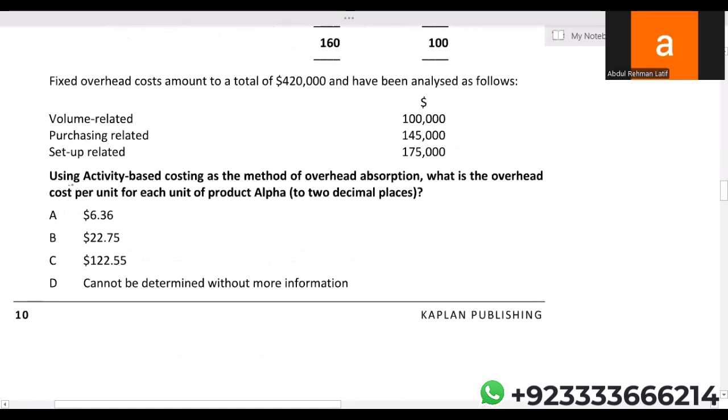Okay, using activity-based costing as a method of overhead absorption, what is the overhead cost per unit for each unit of product alpha? To two decimal places. Actually, first of all, by using ABC costing, we have to allocate the overheads. After that, we can easily calculate the overhead per unit for product alpha. Let's try.